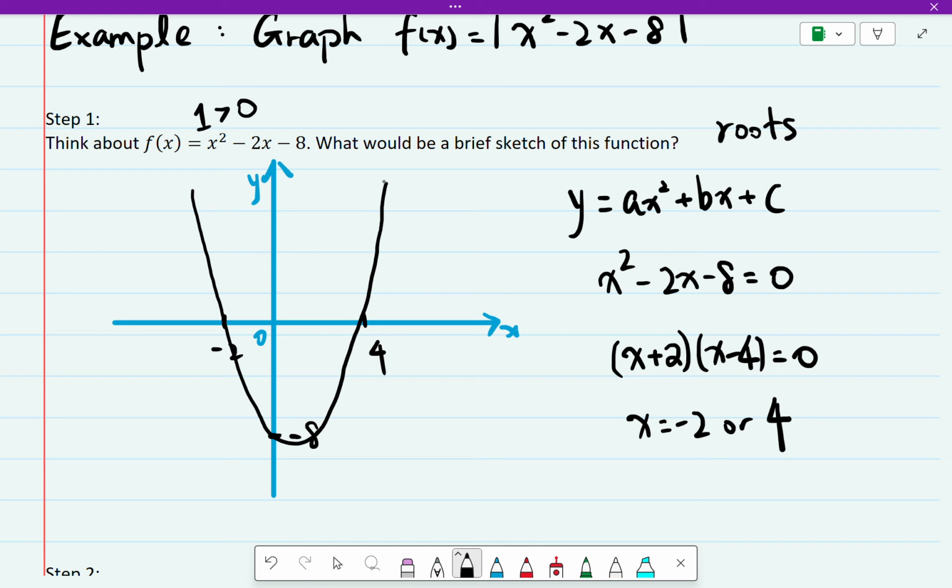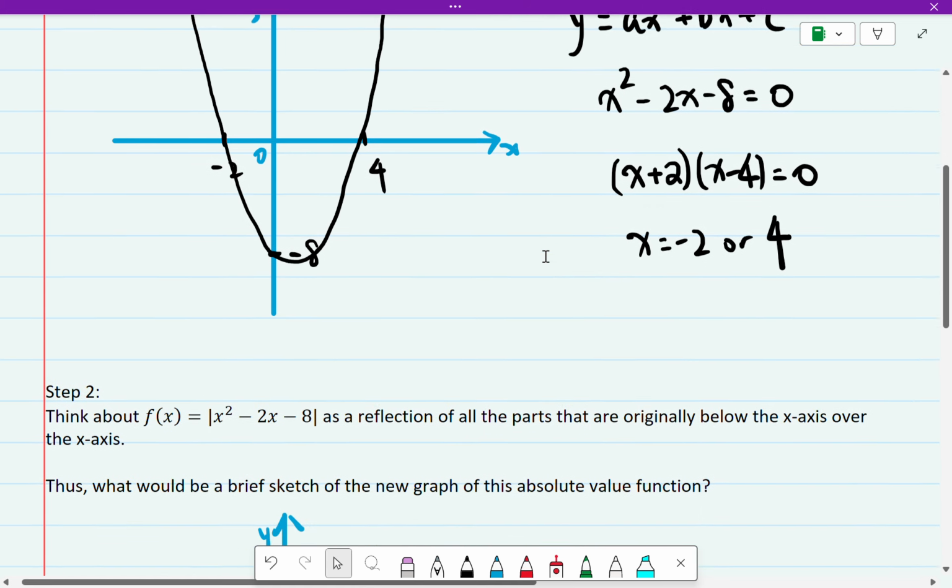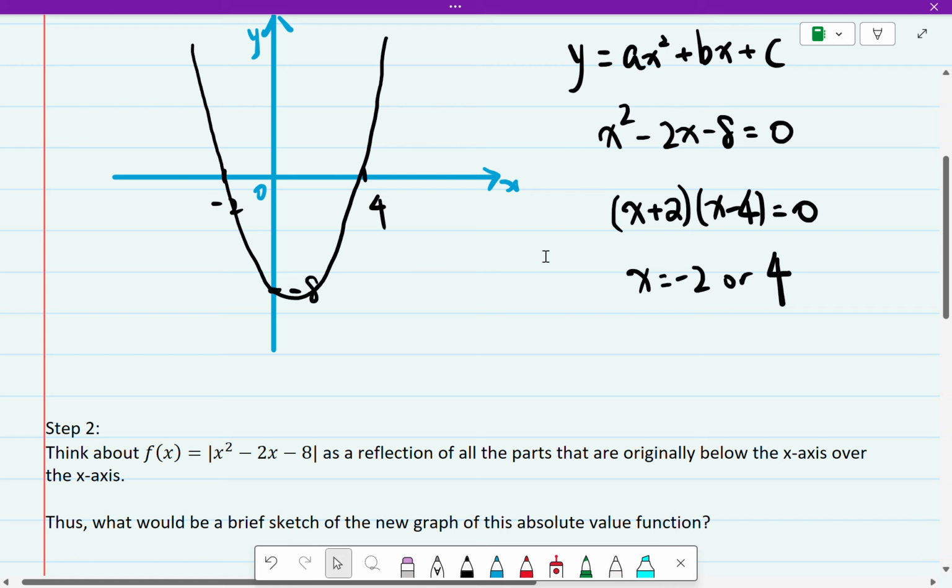After this brief sketch, our second step would be to think about f of x equal to the absolute value of x squared minus 2x minus 8 as a reflection of all the parts that are originally below the x-axis over the x-axis. So what would be a brief sketch of the new graph of this absolute value function?